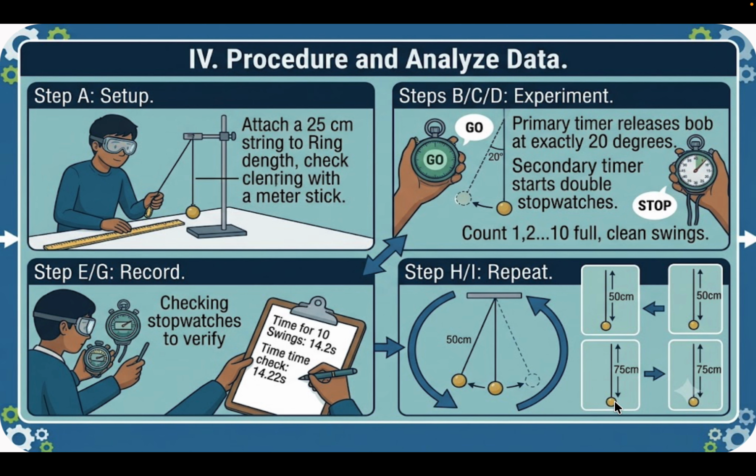Number 3, record. Steps E and G. Check consistent stopwatch readings and record the time for 10 swings, 14.2 seconds. Number 4, we repeat. Steps H to I. An arrow illustrates the critical loop back to setup, with the independent variable now changed to a longer string, for example, 50 centimeters. Small inset images show different string lengths, 25 centimeters, 50 centimeters, and 75 centimeters, being utilized, proving length is the variable in motion. The image visualizes the collection of raw data, time for 10 swings, which is necessary for the next step.